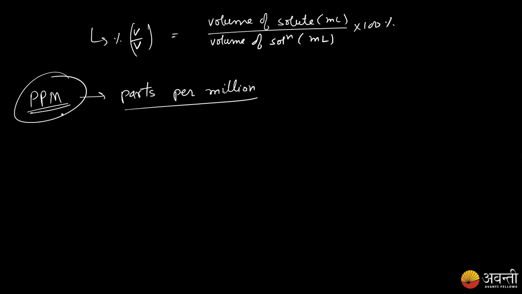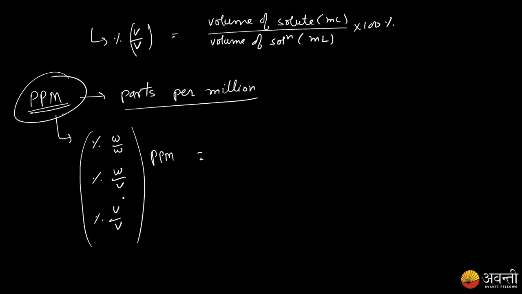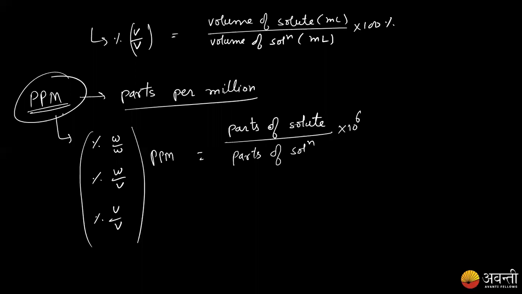And how those parts can be defined is, it can be defined in 3 terms: percentage weight by weight, percentage weight by volume, percentage volume by volume. In these 3 ways, ppm can be defined. So the ppm is basically parts of solute divided by parts of solution into 10 to the power 6, because we are talking about it in 1 million. 1 million is basically 10 to the power 6.